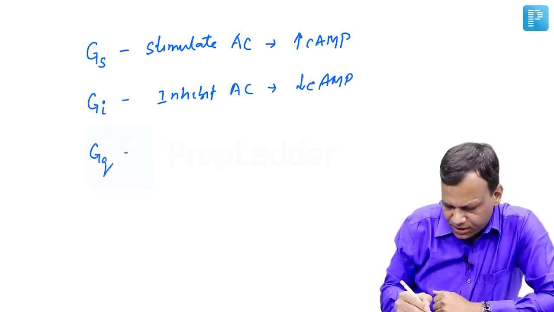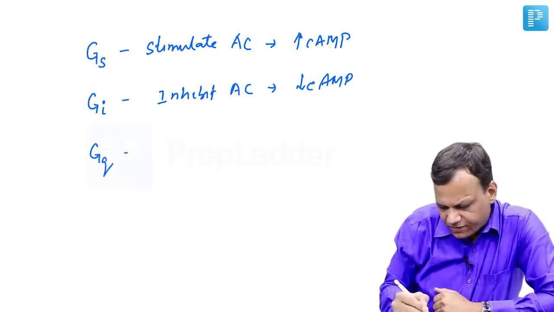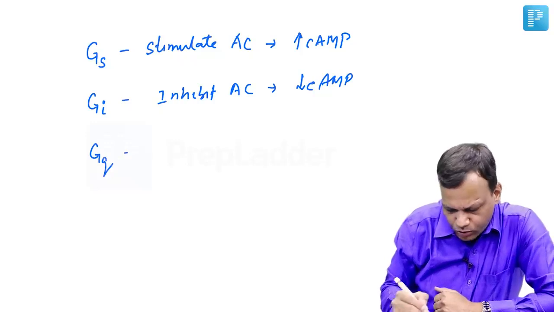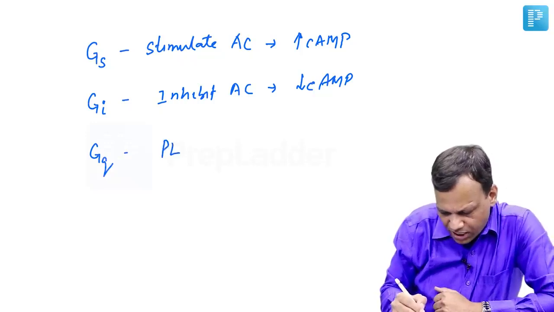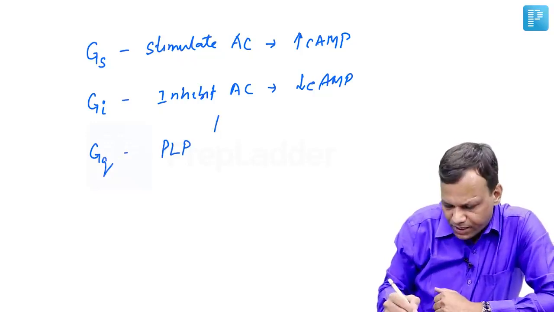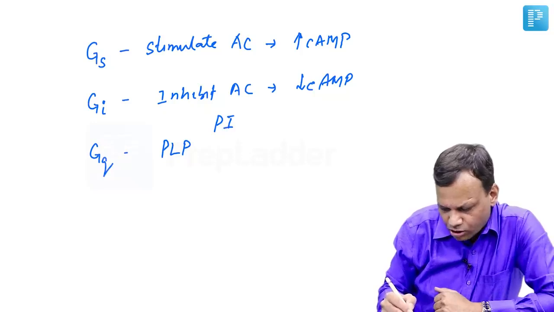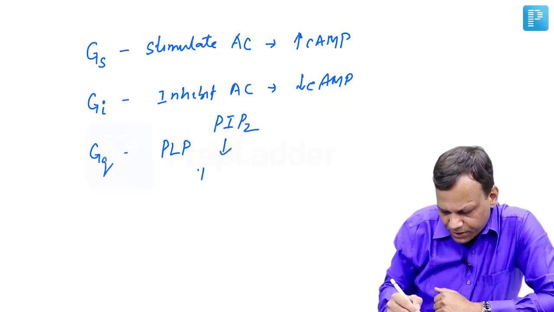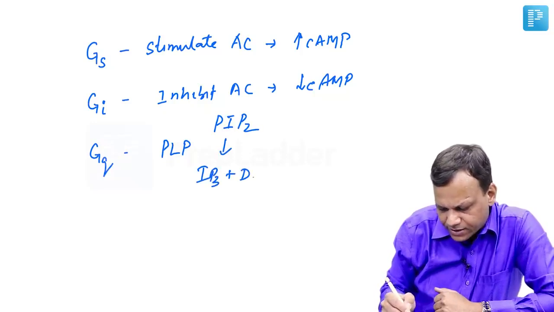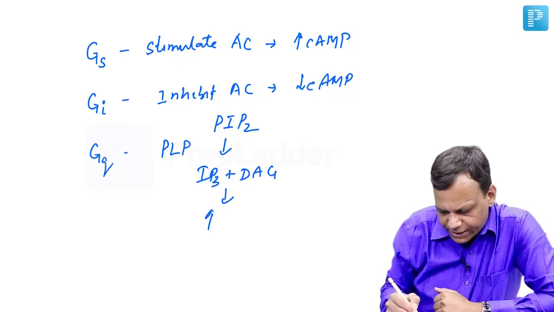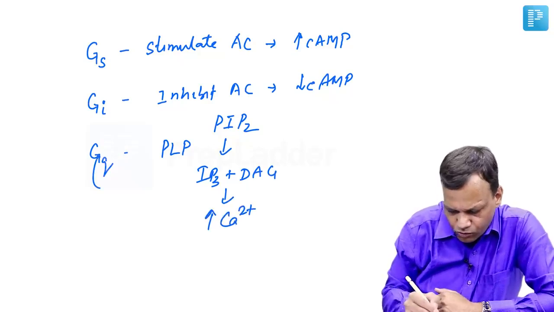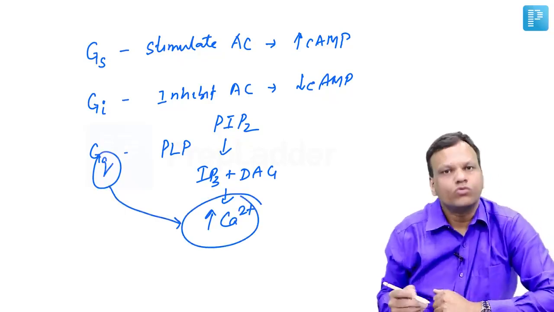And GQ, what these G proteins will do is they will activate an enzyme called phospholipase that will break down phosphatidyl inositol bisphosphate to IP3 and diacylglycerol, and these will increase calcium. So you can remember Q for calcium. Q works through calcium. Yeah. So these are the four types of receptors through which the drugs work.